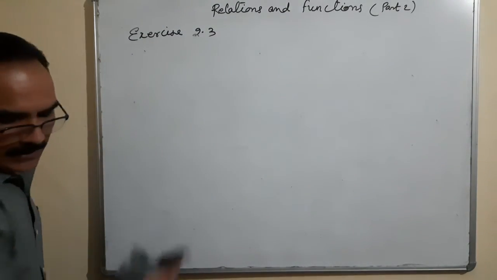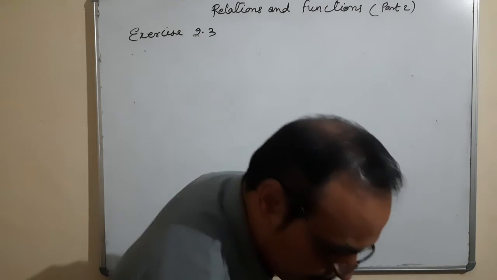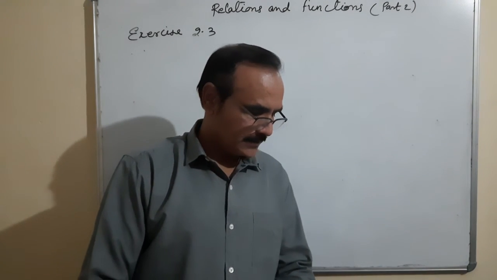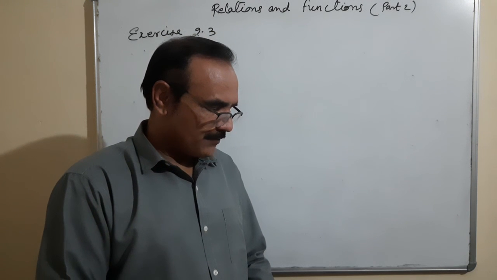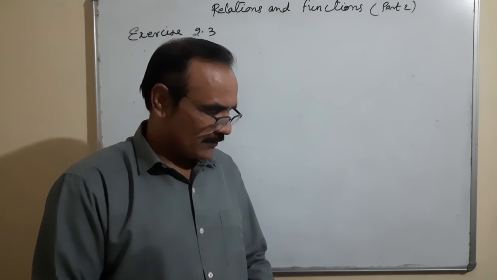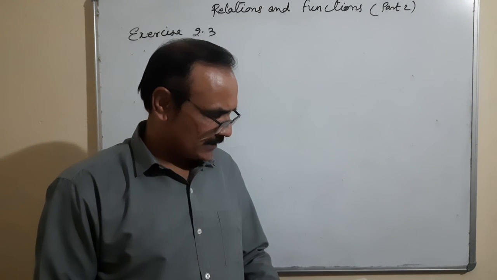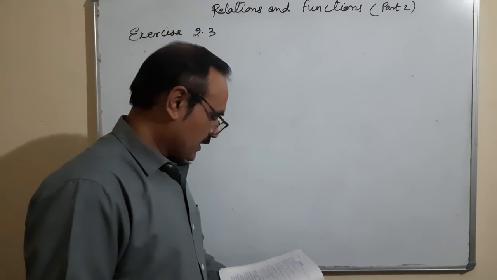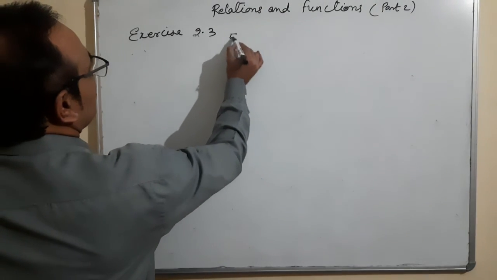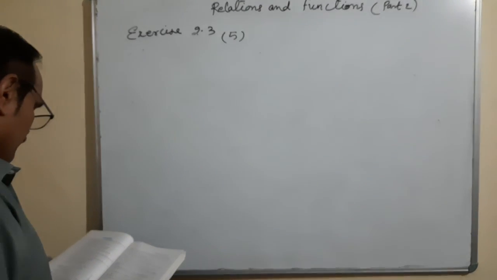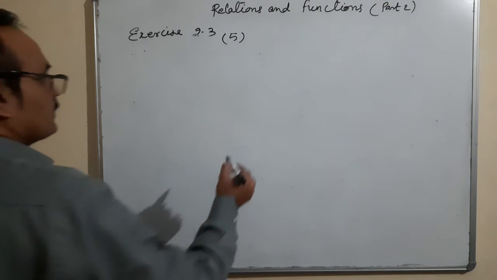Some more questions let us discuss from this exercise. Third function, define f of x as 2x minus 5. Write down the values of, simply we'll have to put the values in it. Now only one question I want to see here, the question number 5. Find the range. Question number 5. Find the range of each of the following.